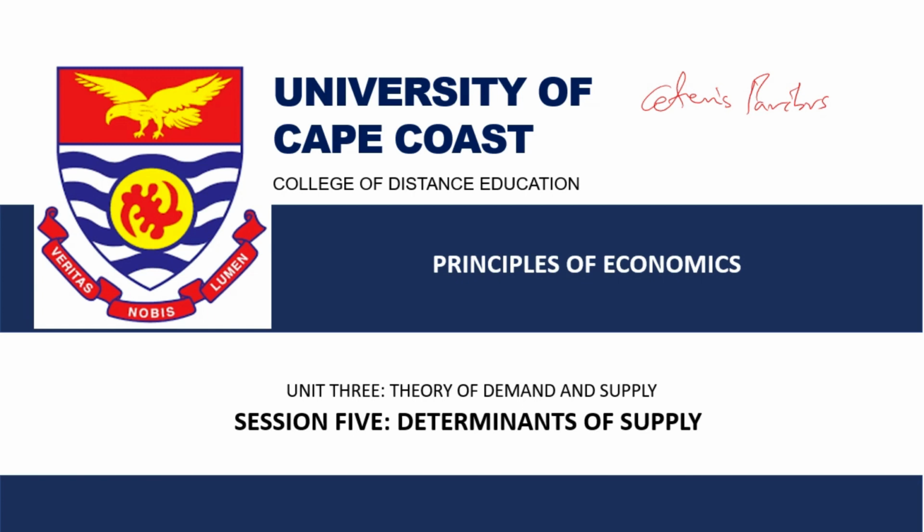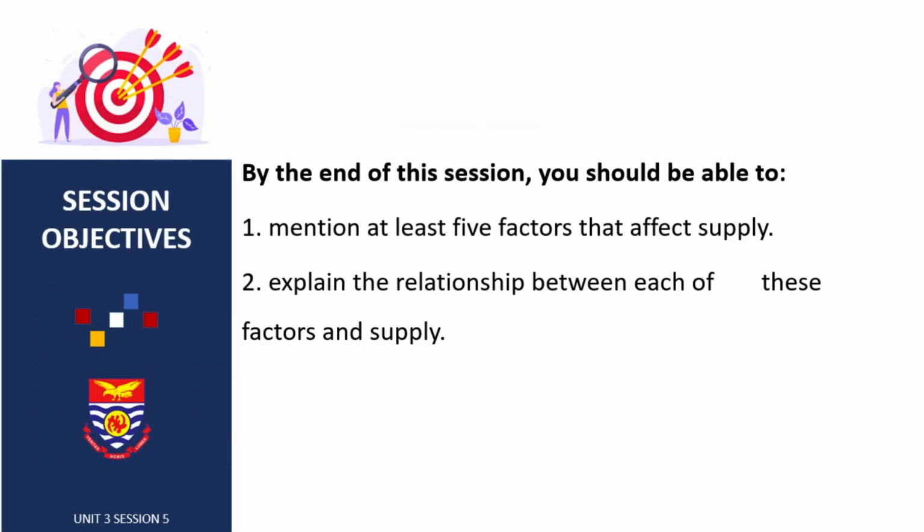By the end of this particular session, we believe that you should be able to mention at least five factors that affect supply and explain the relationship between each of the factors and supply. So let's start by talking about the determinants of supply.